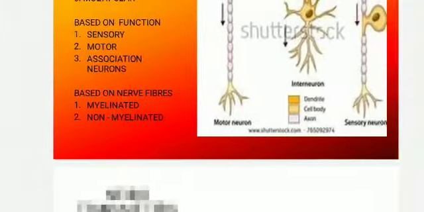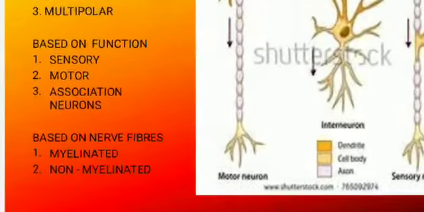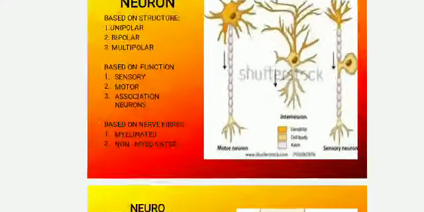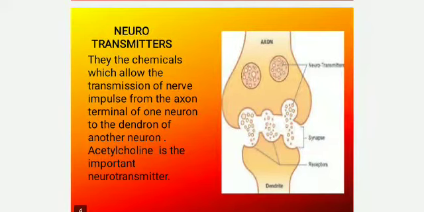So, we have seen the types of neurons. Based on structure, we have unipolar, bipolar and multipolar. Based on function, we have sensory, motor and association neurons, and based on the nerve fibers, we have myelinated and non-myelinated. So these are all the classifications of the neuron, and we'll see about the neurotransmitters. The neurotransmitters play a vital role in the nervous system.